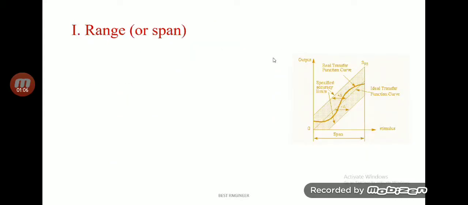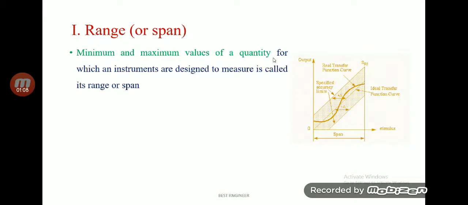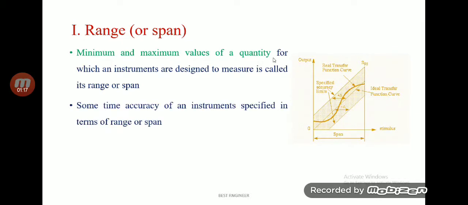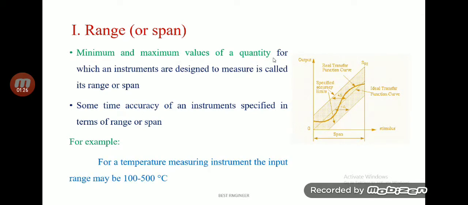Range or span. Maximum and minimum values of the quantity which an instrument is designed to measure is called range or span. Sometimes accuracy of an instrument is specified in terms of range or span. For example, for a temperature measuring instrument, the input range may be 100 to 500 degrees Celsius. The instrument can measure temperatures of 100 to 500 degrees Celsius.